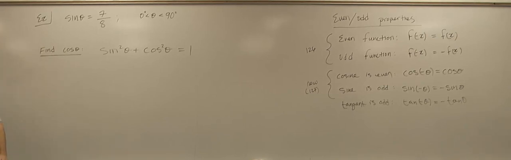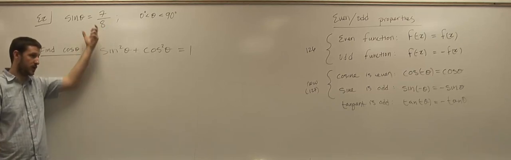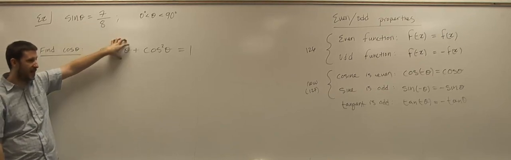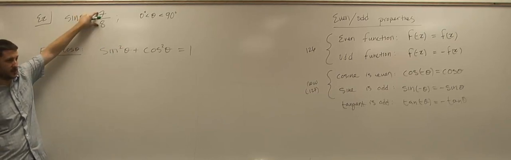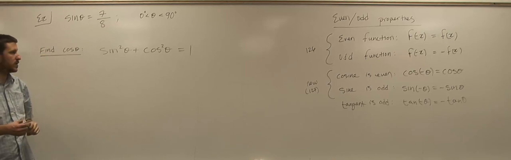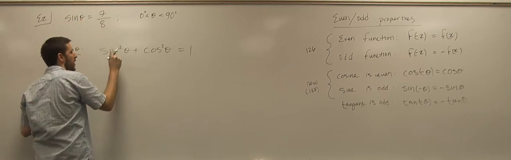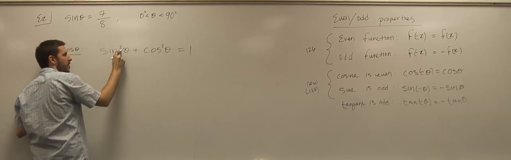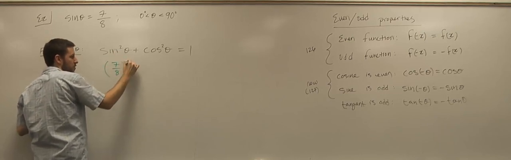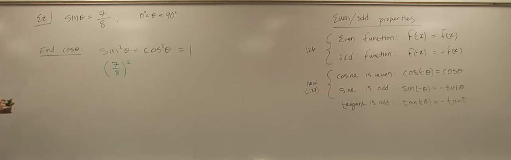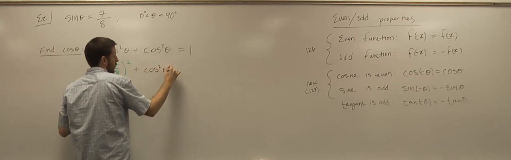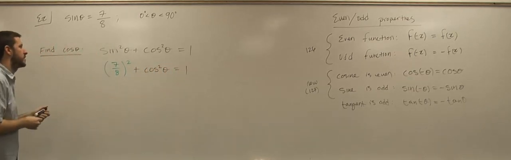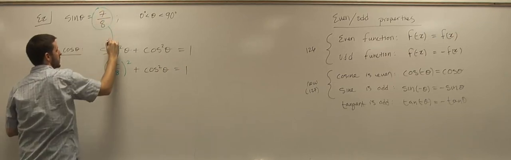Big whoop, how does that help me get cosine theta? You can substitute. Instead of writing sine of theta, I'm going to write 7/8, because that's what sine of theta equals. So there's a substitution that I can do here where I replace sine of theta with 7/8. What about this square? Keep it, it doesn't go anywhere. Square it. Rewrite everything else. I took the 7/8, put it in here, got this.